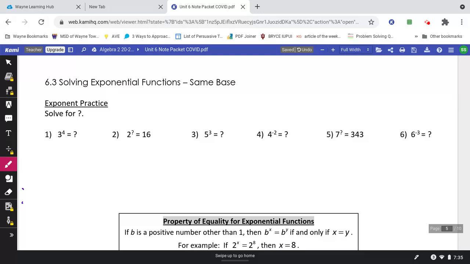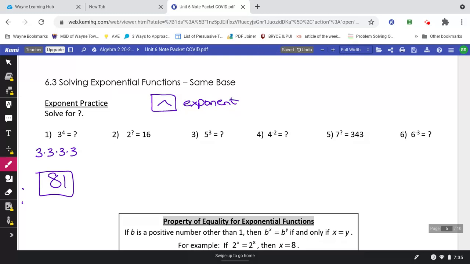What you're going to do is either in your calculator or in your head, multiply 3 out 4 times. So 3 to the 4th means 3 times 3 times 3 times 3. That'll get you 81. You can use your exponent button on the calculator if you wish, or just type in the 3 4 times.